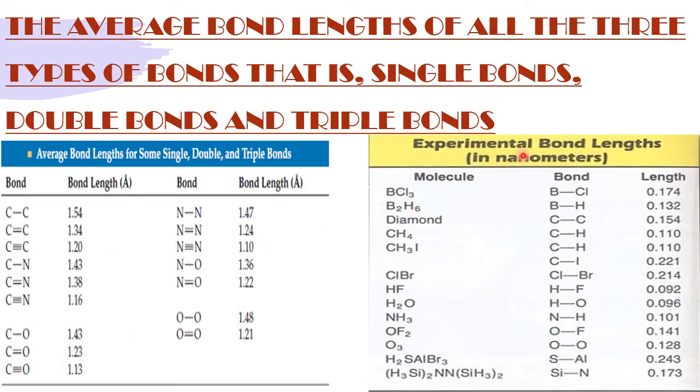This is the experimental bond lengths in nanometers. Okay, BCl3, there are three B-Cl bonds here. All three B-Cl are 0.174. Diamond, you see, the C-C bond is 0.154, in nanometers. All these are bond lengths in the molecules. This is the bond length in the individual atoms. No need to memorize all these data. Whenever they ask a numerical, they will supply all these data in the question itself, or you can demand it.